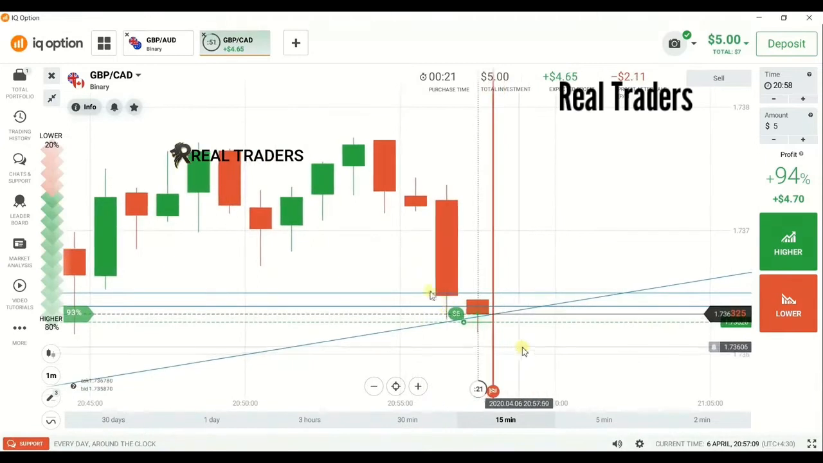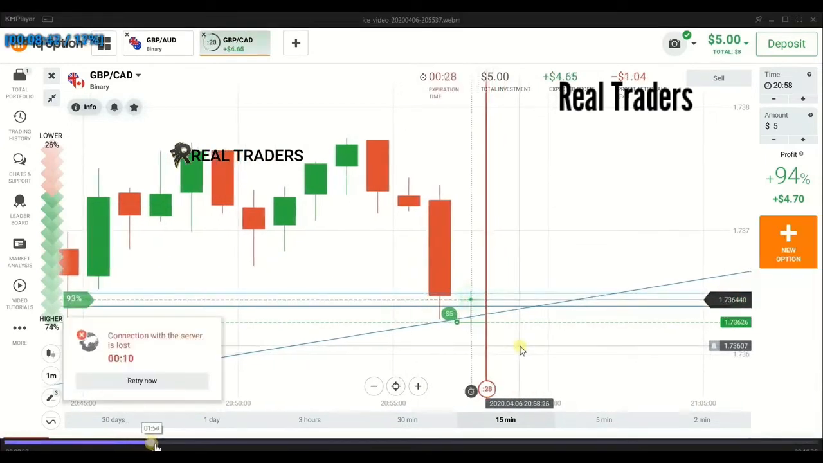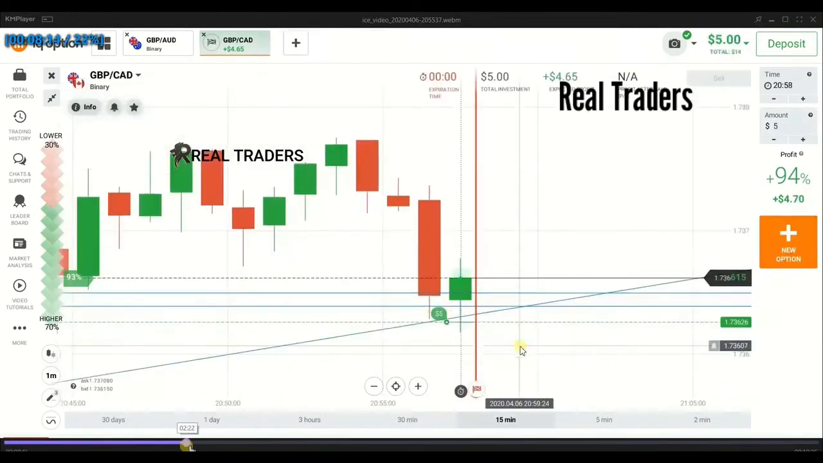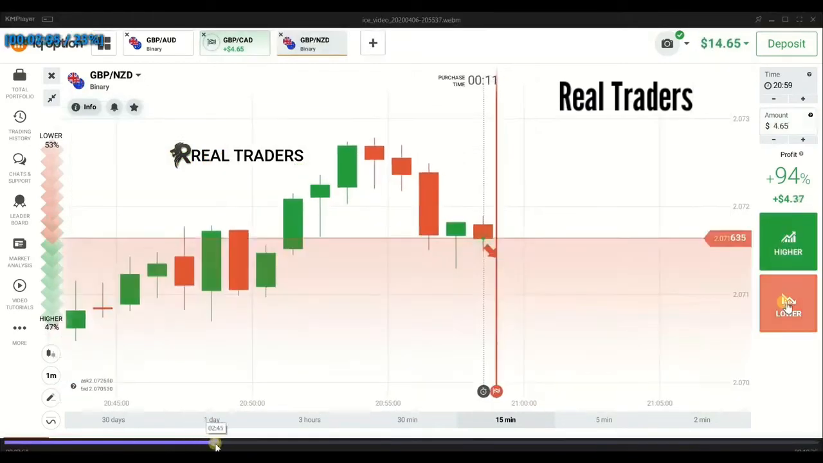When the market closes at the level, it will be a bullish candle, and you can see it is a bullish candle. Okay, so it will work.